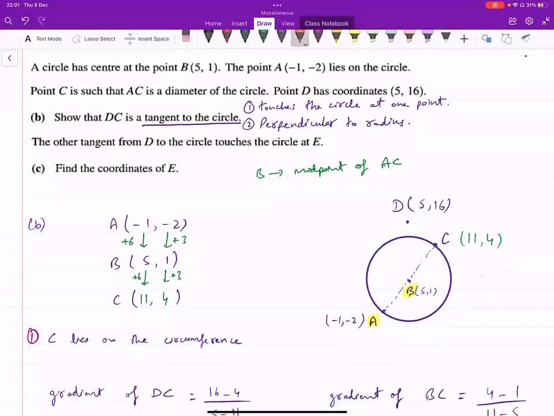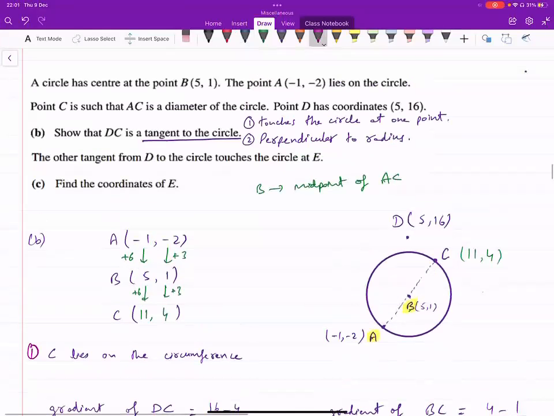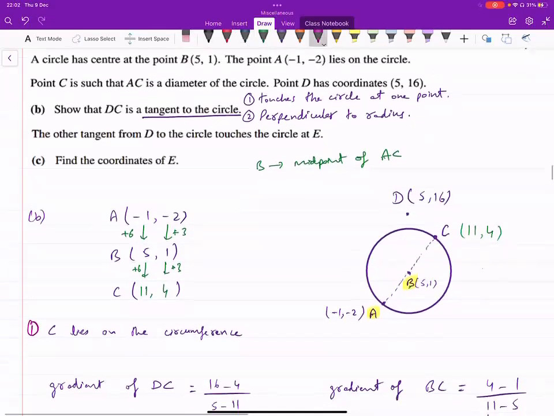So DC is a tangent. इसका मतलब क्या है? C तो हमें एक point तो पता है already. C जो है वो circumference के ऊपर lie करता है, उसने खुद बताया हुआ. AC diameter है, that means C has to lie on the circumference. So we know about that already. So what can we do then?